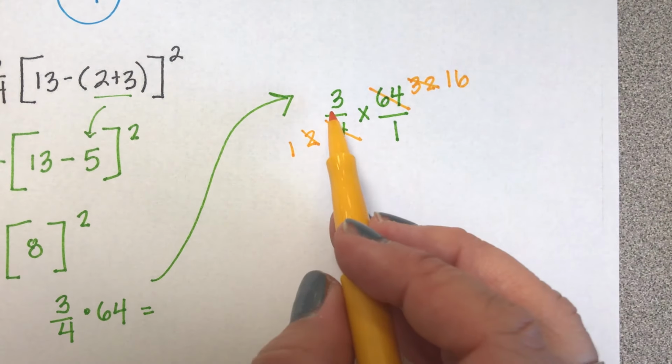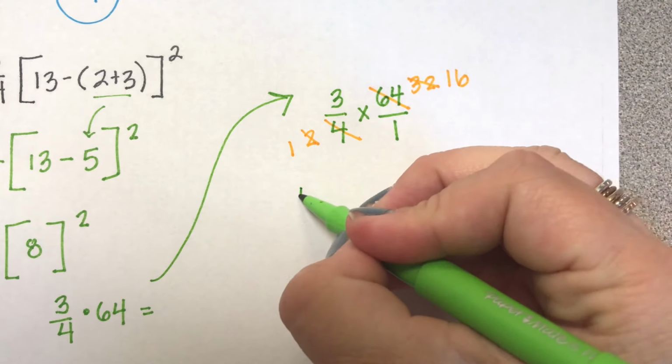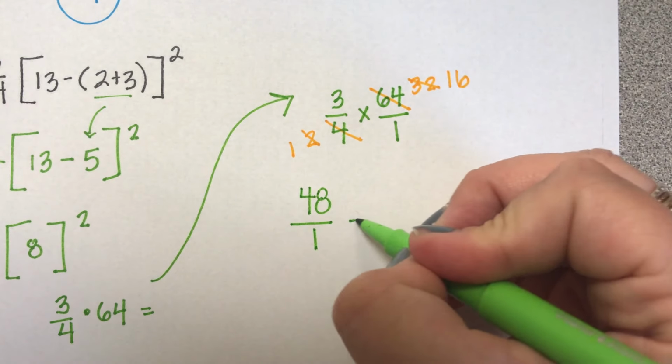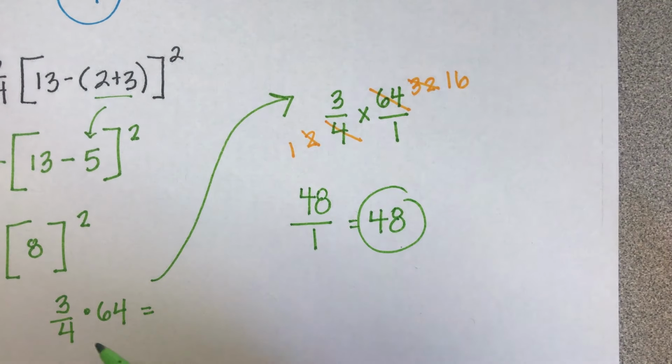On the top, I have 3 times 16, which is 48. And then 1 times 1 is 1. And 48 over 1 is 48. If you had $64 and I asked you to split it into 4 groups, each group would be 16. And then if you had 3 out of those 4 groups, 16 plus 16 plus 16 would be 48.